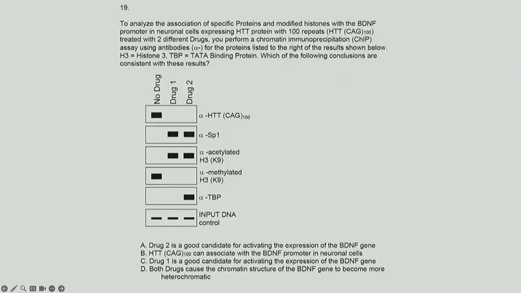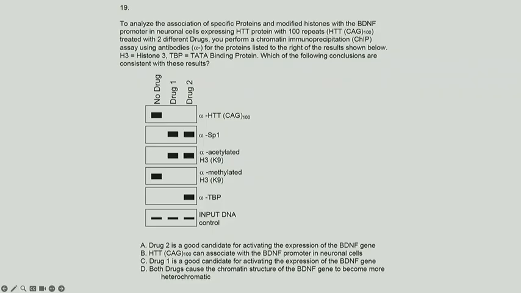Yes, so the gene itself associates with the promoter in the absence of the drug, right? So with no drug, we pull down on this from the neuronal cells, we still get amplification of the BDNF promoter, which indicates that the Huntington gene is binding there, or the Huntington protein is binding there. Is drug 1 a good candidate for activating the expression?